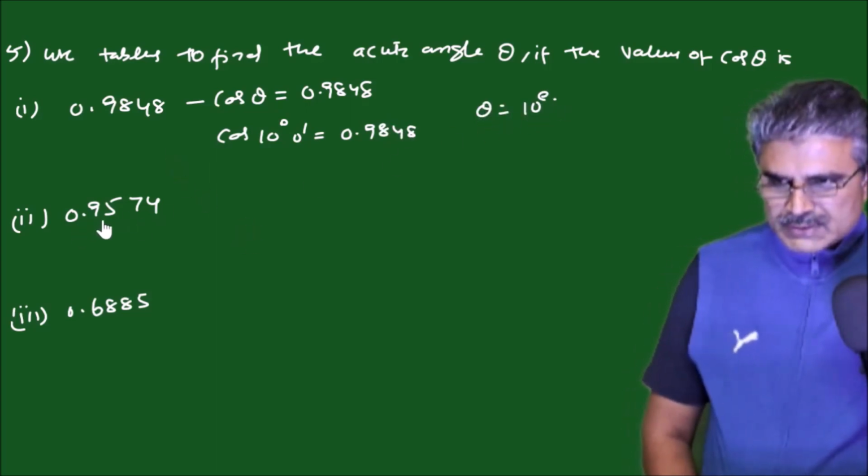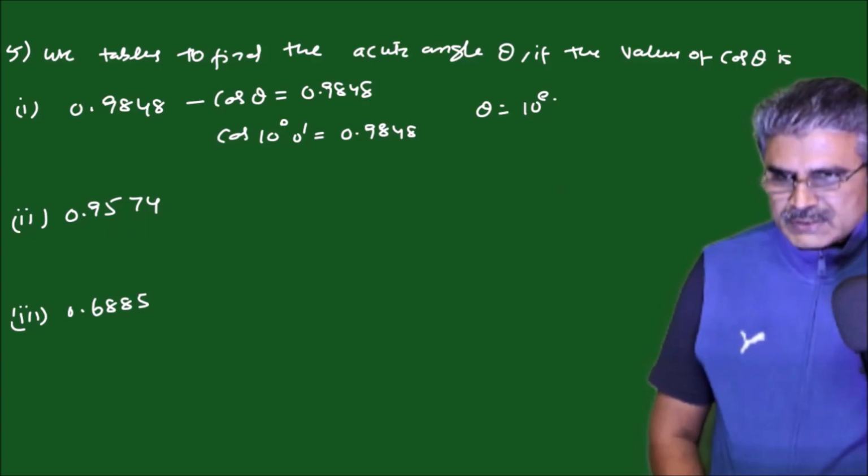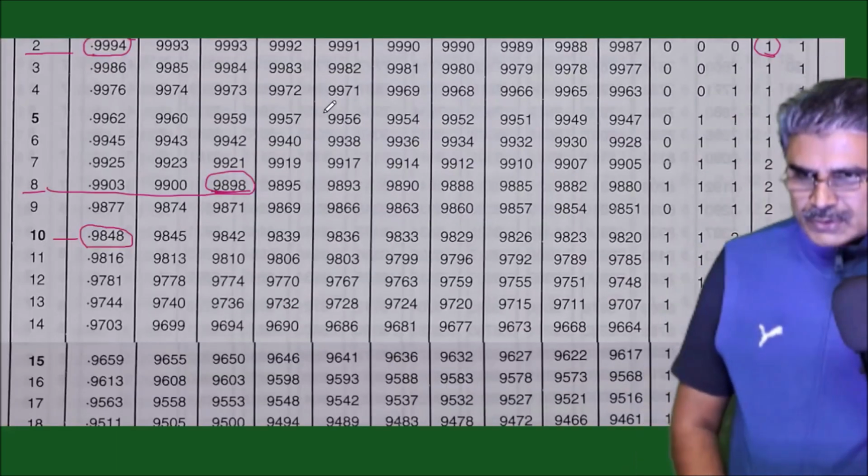And go to the second one, that is 0.9574. Let us check the value in the cos table.